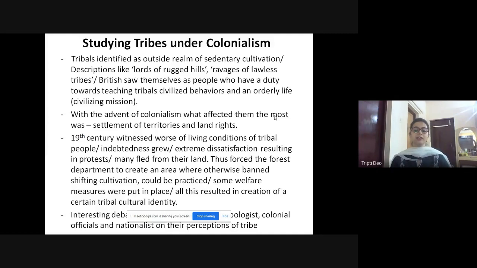And all of this also resulted in the creation of a certain tribal cultural identity. So can you imagine the kind of pressure that these tribes had built in the 19th century for the British? Even when the Britishers tried to force certain legalities, actions, brutalities, harshness, aggressiveness on these tribes to be a certain way, the tribes revolted. And that forced at times the Britishers to agree to a certain region where the tribes could bargain certain powers for themselves. So there are interesting debates among the anthropologists, the colonial officials, nationalists, and the way they looked at tribes, their perceptions of tribes. So please look at this particular section in detail from your e-resource.